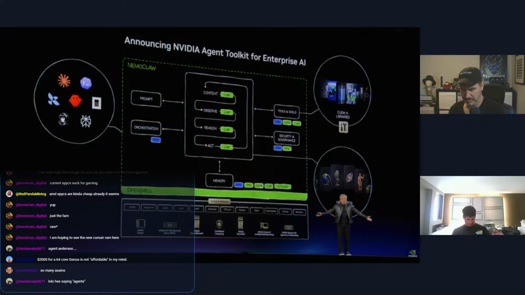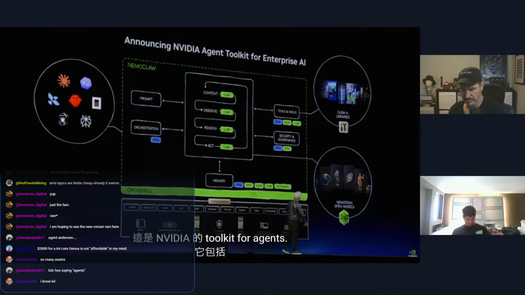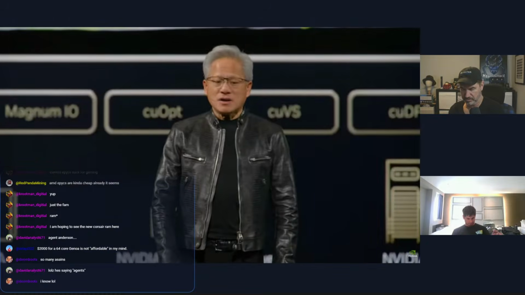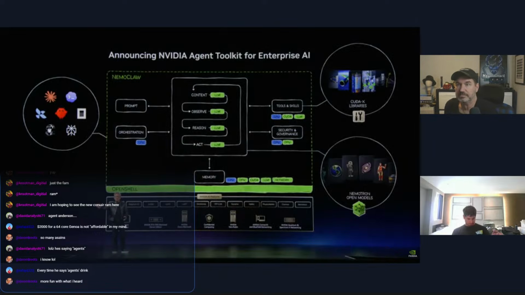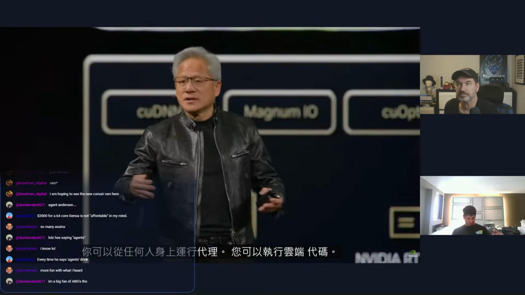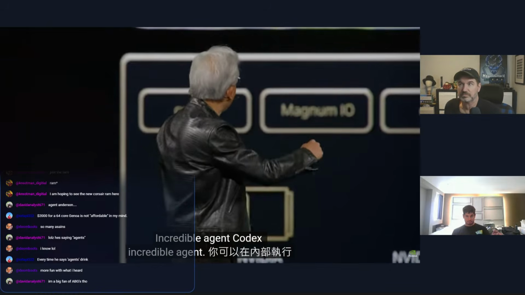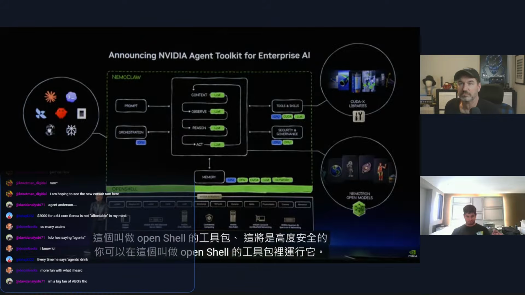This is the NVIDIA Toolkit for agents. It includes models that you can modify, NVIDIA's world-class open models, and I want to show you more. You can run agents from anybody. You could run Claude Code, incredible agent, Codex, incredible agent. You could run it inside this harness called OpenShell, which will be highly secure for you inside the enterprise.